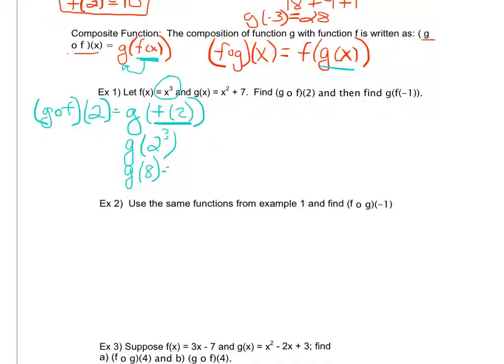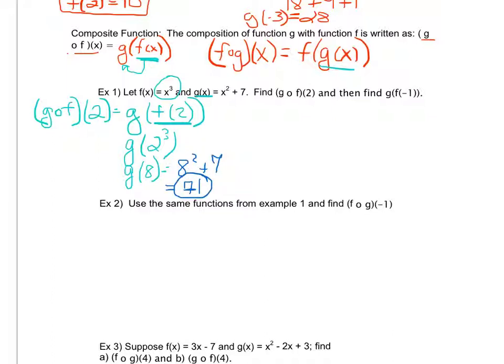And what does that mean? Well, as we saw up above, that means go to my function g and now plug 8 in for my x. So when I do that, I'm going to end up with 8 squared plus 7. Well, 64 plus 7 gives me 71. So this is my value.